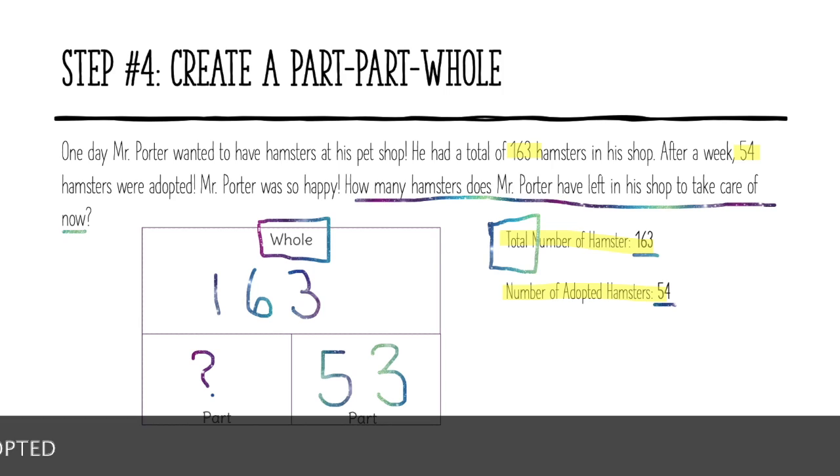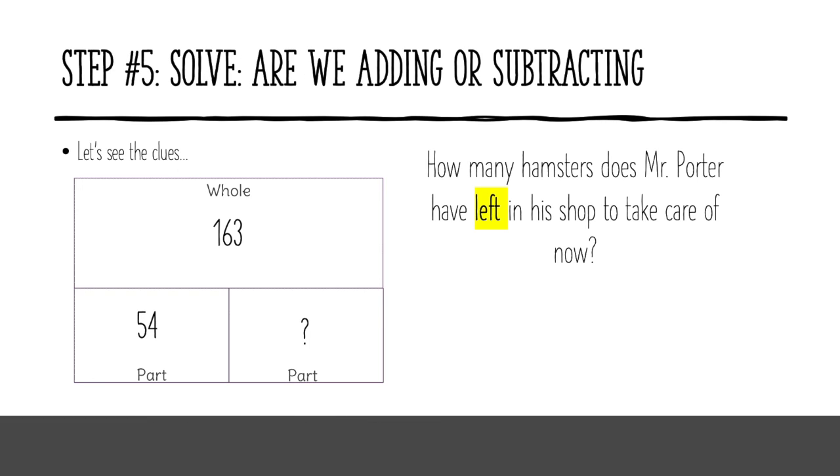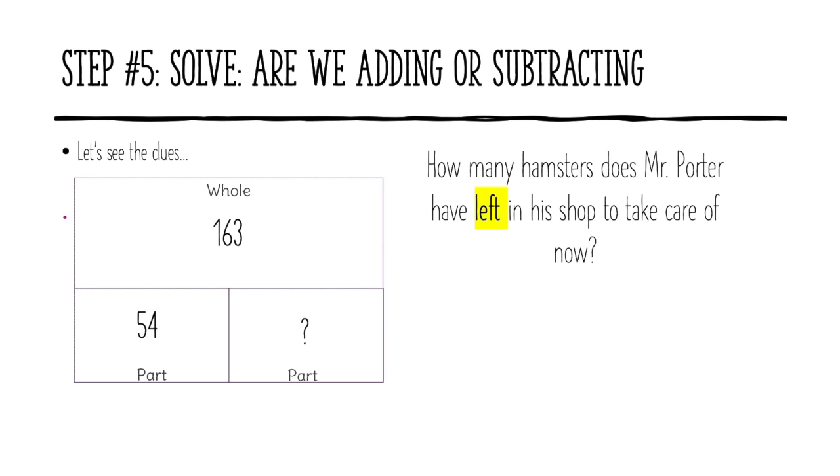All right, guys, let's take a look at all of our clues. Before we solve, let's take a look. Our strip diagram told us that the whole number is going to be 163, and our part is going to be 54. And we also found a big keyword over here, the word left. Okay, so looking at clue number 1 and clue number 2, what do you guys think? Are we adding or are we subtracting?